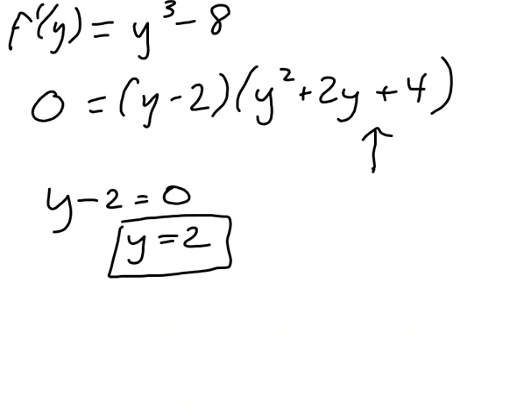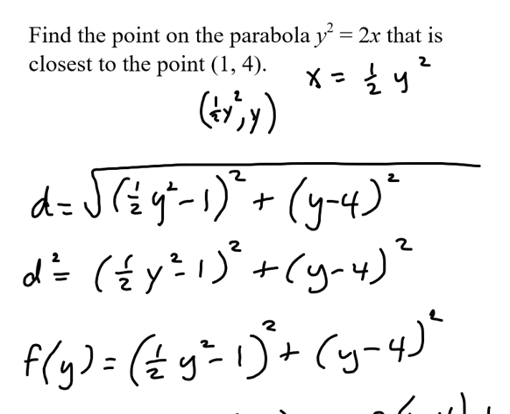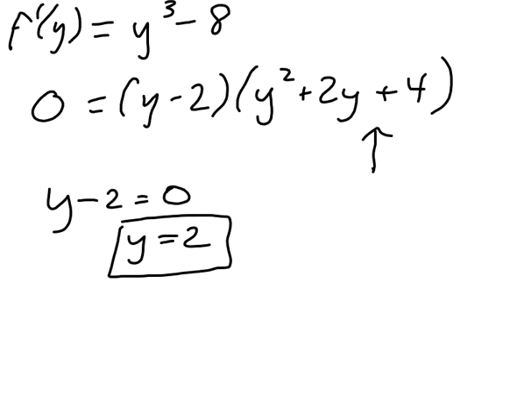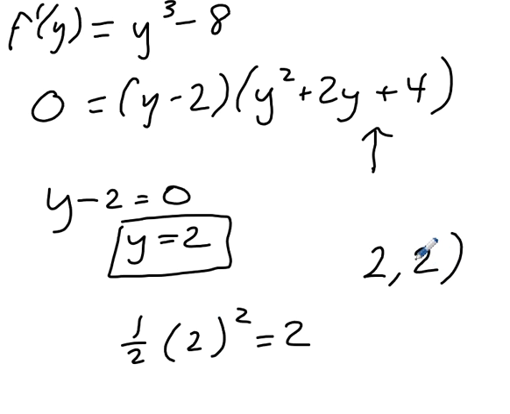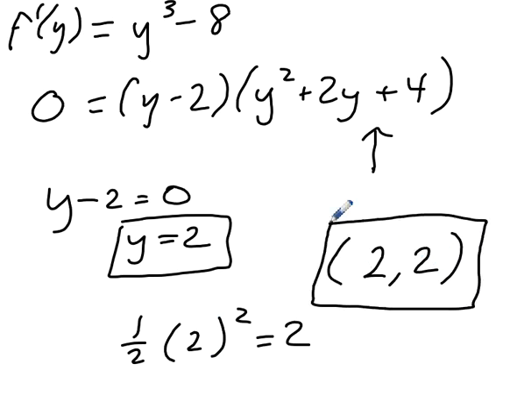So if y is 2, way back up here, 1/2 y squared is going to also be 2. So the point on that parabola that's closest is (2, 2). And that concludes this lesson.